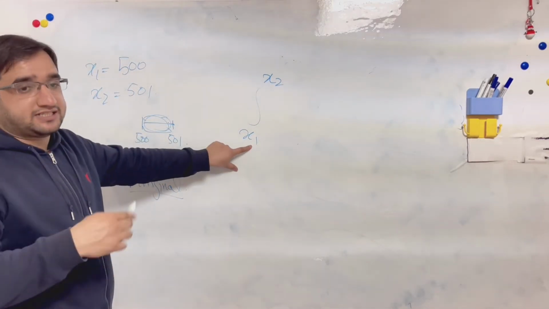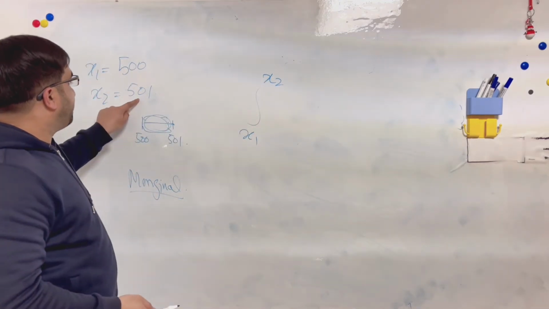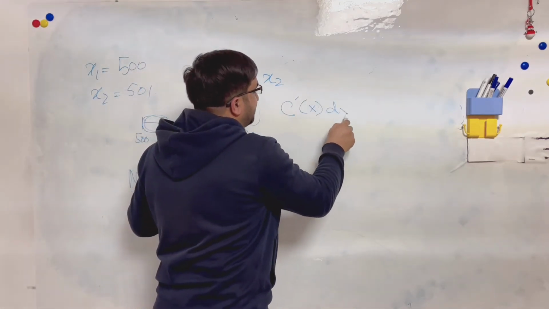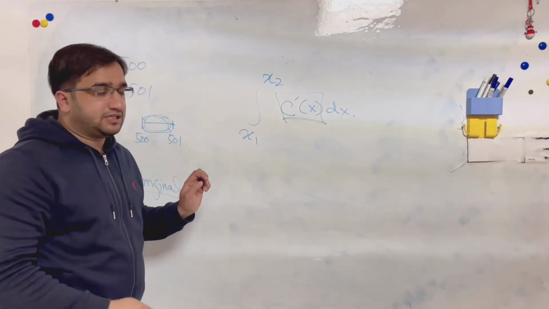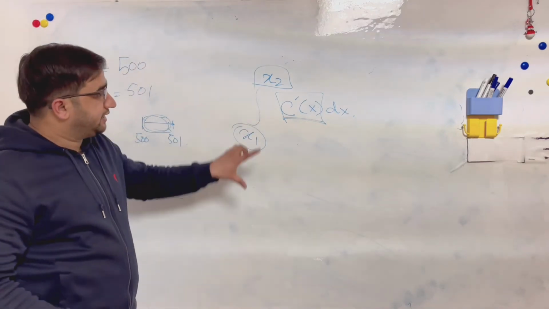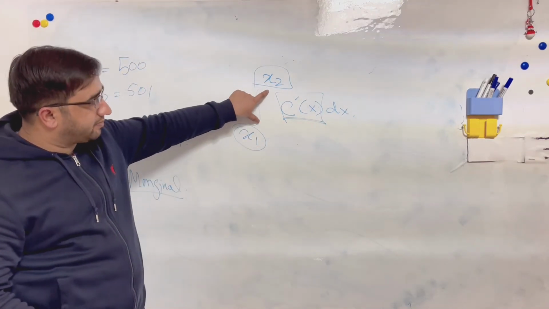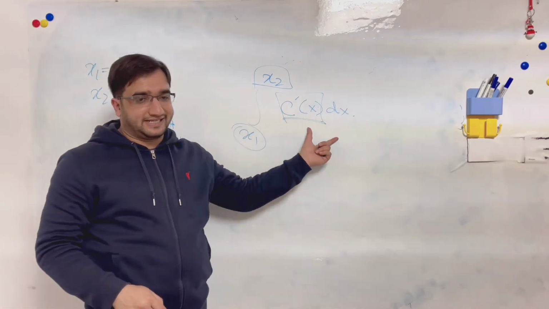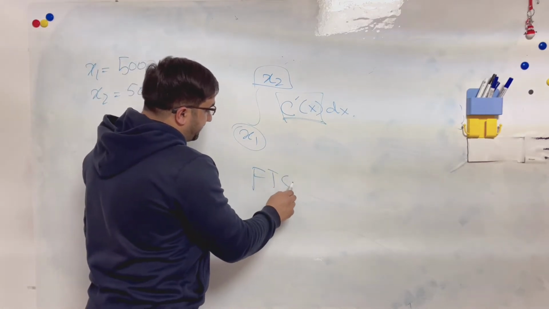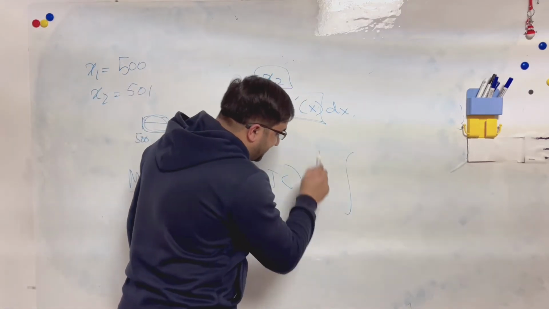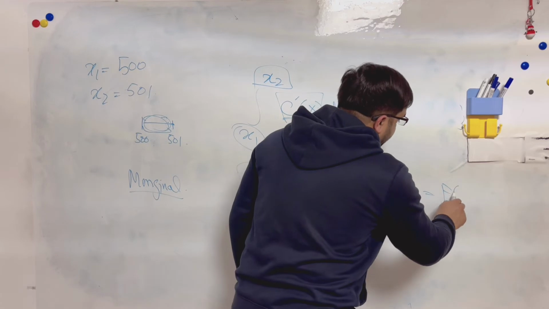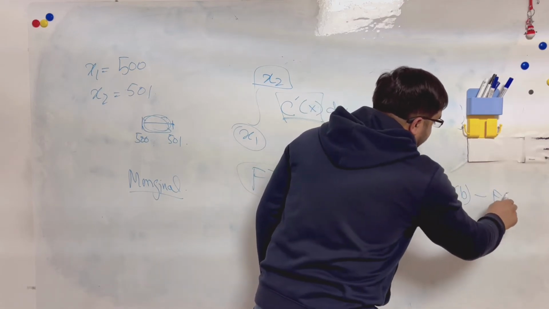500 is the first point, which they are already producing, and 501 is the item they want to produce, and the marginal cost function is c dash of x dx. This function will be given to you, along with the products they are already producing and the products they want to produce. In between, the additional product's cost is calculated by this integral formula. All these formulas come from the fundamental theorem of calculus, which says that the integral of f dash of x dx is equal to f at the final point minus f at the initial point.